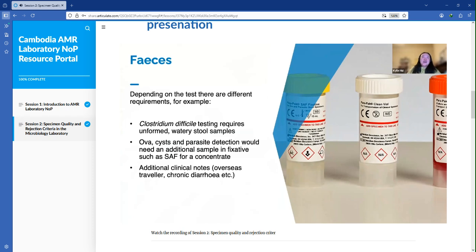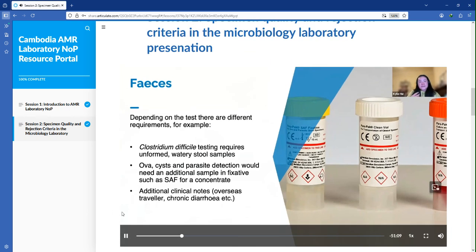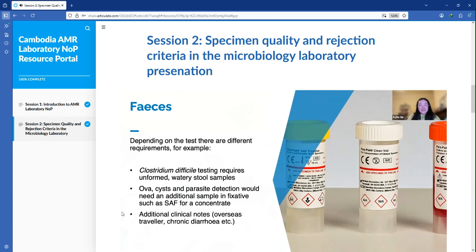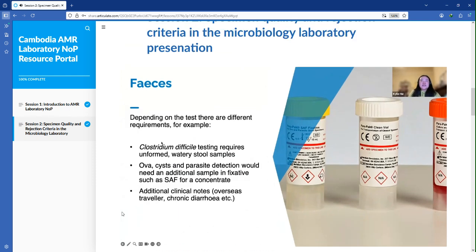Feces: depending on the test, there are different requirements. I could give 3 key examples. For stool culture, generally any collection of stool seems to be okay for the culture itself. But if we're looking for specific pathogens, there are often certain requirements that we need, like an additional container, for example. For Clostridium difficile, testing usually requires an unformed watery sample.